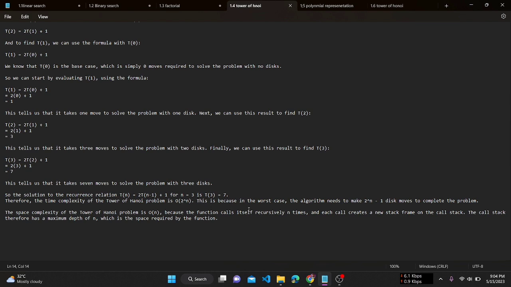This is because in the worst case, the algorithm needs to make 2 power n minus 1 disk moves to complete the problem. The space complexity of the Tower of Hanoi problem is O of n because the function calls itself recursively n times and each call creates a new stack frame on the call stack. The call stack therefore has a maximum depth of n, which is the space required by the function.